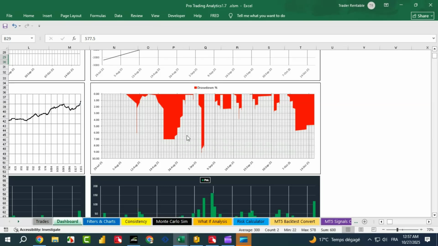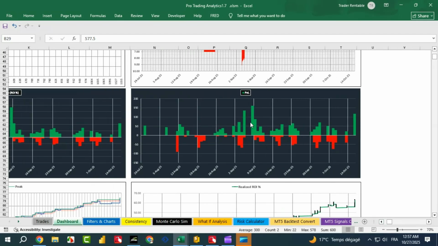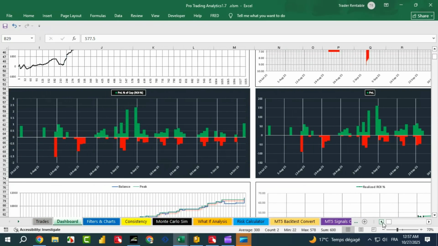The max drawdown is 9%, so it's okay for this trading style. Profits versus losses look good. There are no large losses that could wipe out multiple profits, unlike many other signals we've analyzed.